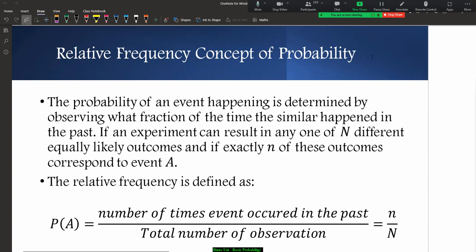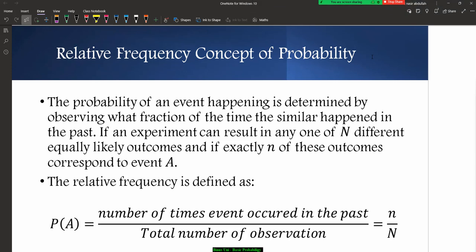So let's look at the relative frequency concept of probability. Basically, it's the same concept, but we apply it in a frequency table, right? So the relative frequency is where the probability of an event happening is determined by observing what fraction of the time the similar event happened in the past. So in a frequency table, we are looking into the past data.